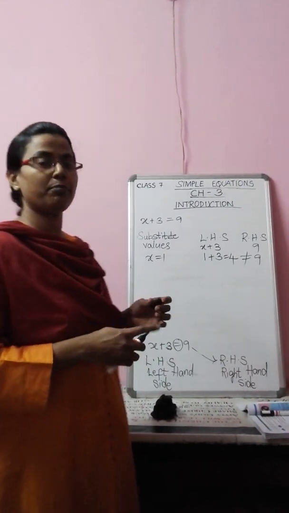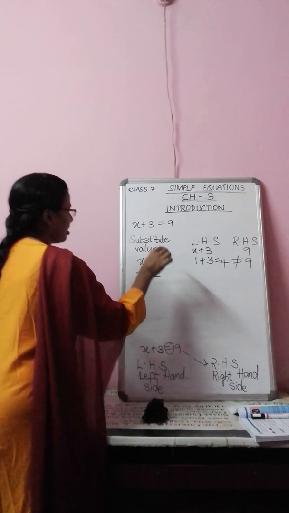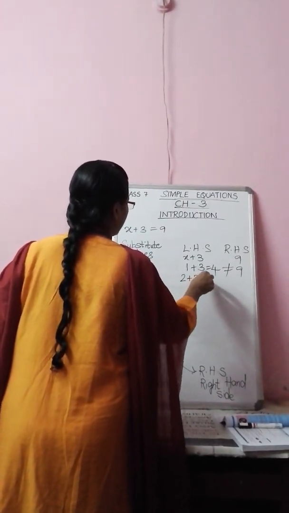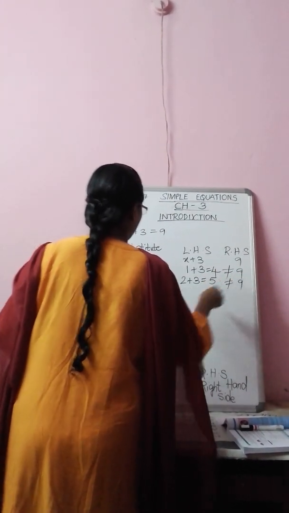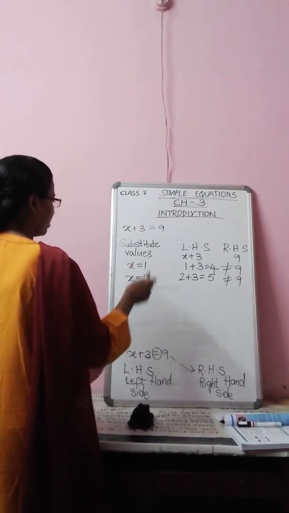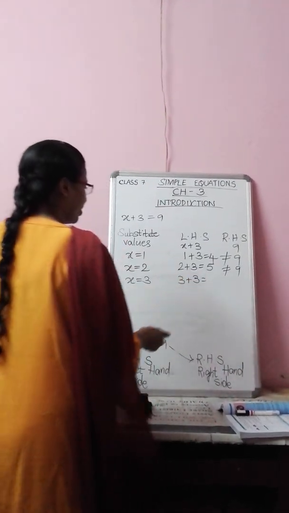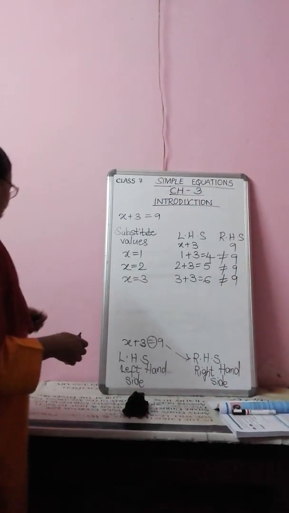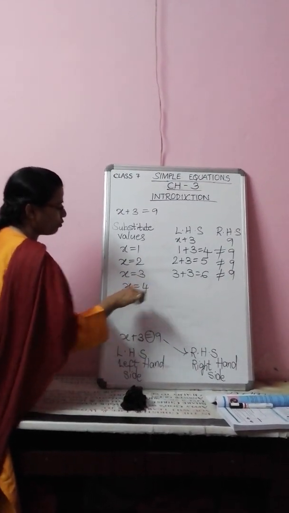The method we are using here is the trial and error method. Trial and error method. Now next, let us try with x value as 2. 2 plus 3 is equal to 5. Is it equal to 9? No. Now let us take x is equal to 3. 3 plus 3, how much? 6. This is also not equal to 9. Next let us take x is equal to 4.